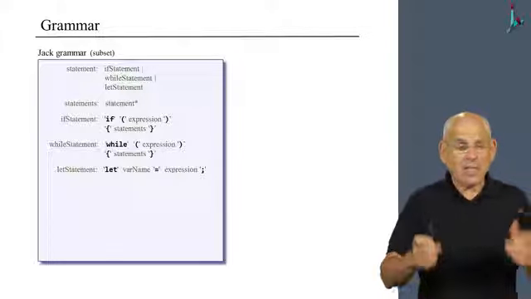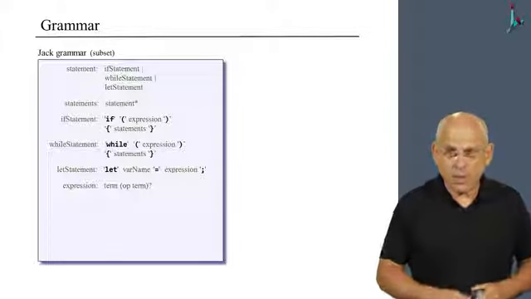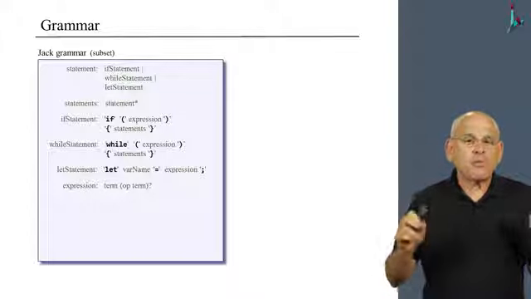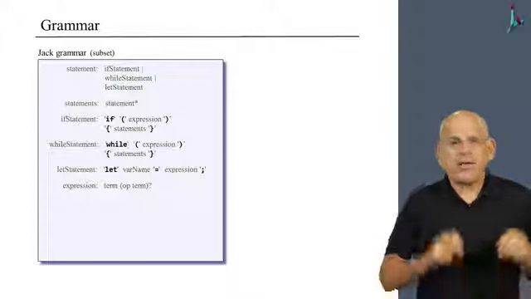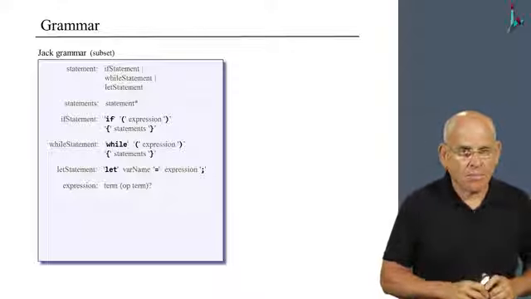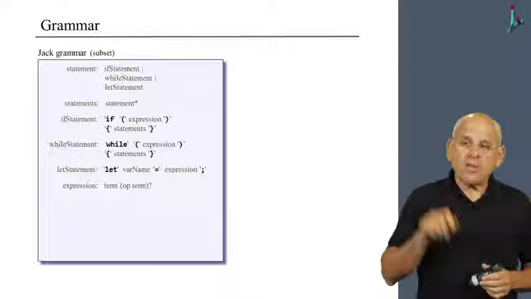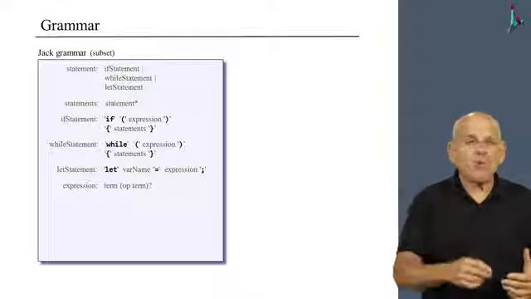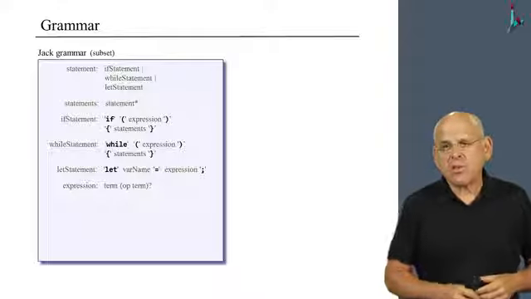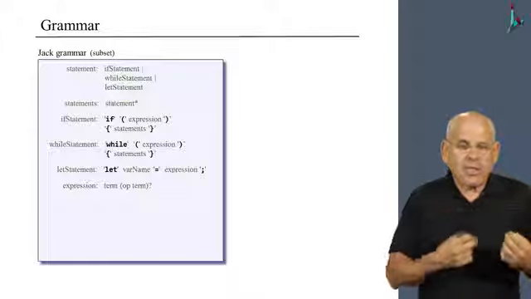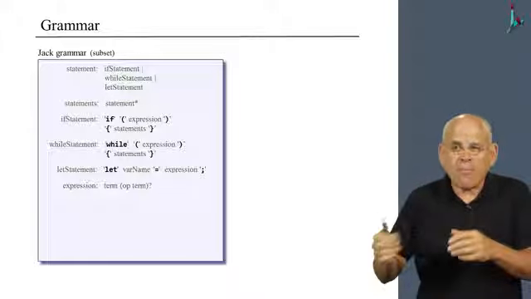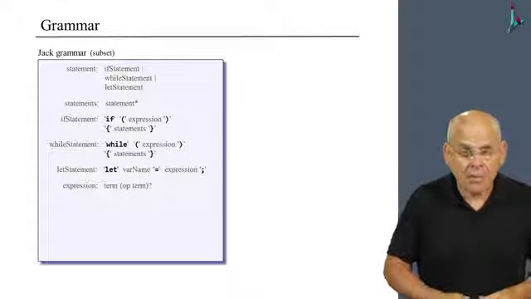For example, what is an expression? Well, an expression is a term followed by the optional pair op followed by term. Why optional? Because I use question mark to denote 0 or 1. So an expression is either a term standing alone, or it's a term followed by op and another term.